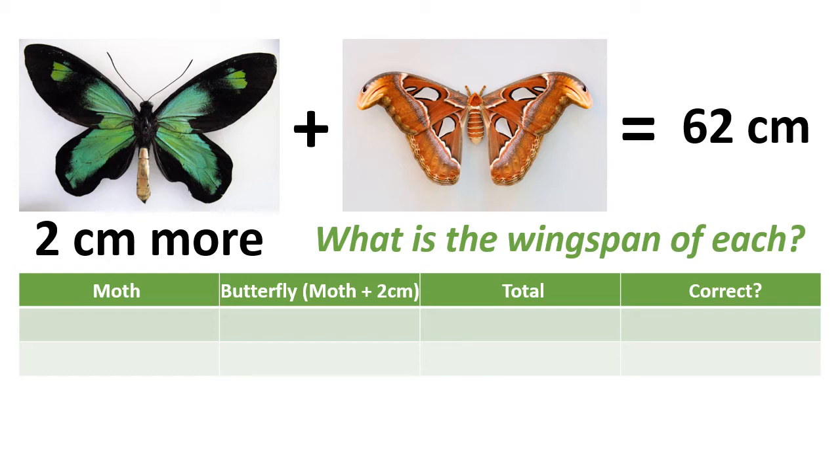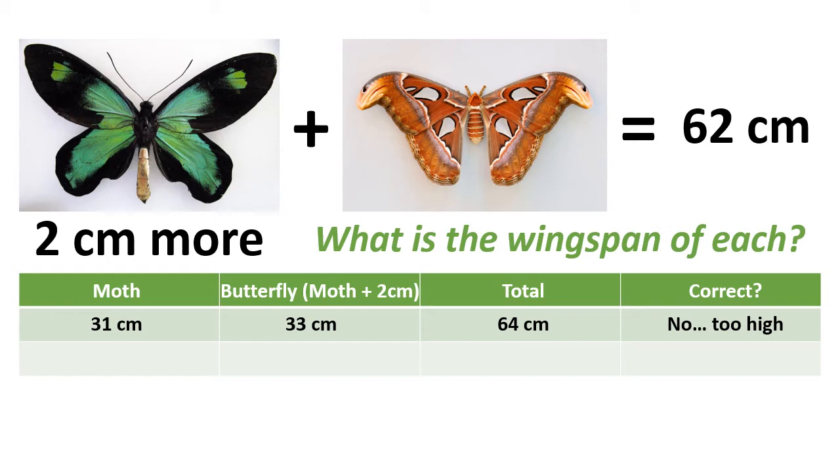So I'm going to start by guessing that the moth's wingspan is 31 centimeters. If the butterfly has a wingspan that is 2 centimeters longer, then the butterfly's wingspan would be 33 centimeters, because 33 is 31 plus 2. Now, when I add those two numbers together, I get a total of 64 centimeters. Is that correct? No, it is not correct because we know that the total length of their wingspan is 62 centimeters. So 64 centimeters is too high.